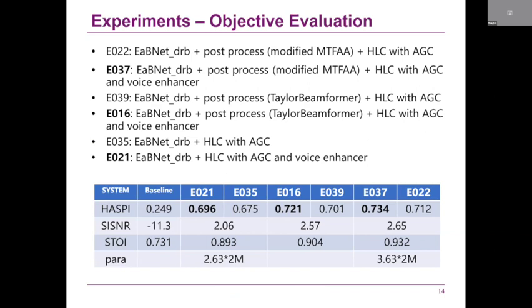Here come our six intro systems. They are a split of certain modules mentioned just now. E021, E016, and E037 are the system without post-processing and with two totally different post-processing methods, modified MTFAA and the Taylor beamformer. The HASPI and other scores show that the one with modified MTFAA as post-processing ranks first among them. And the voice enhancer module further improves HASPI.